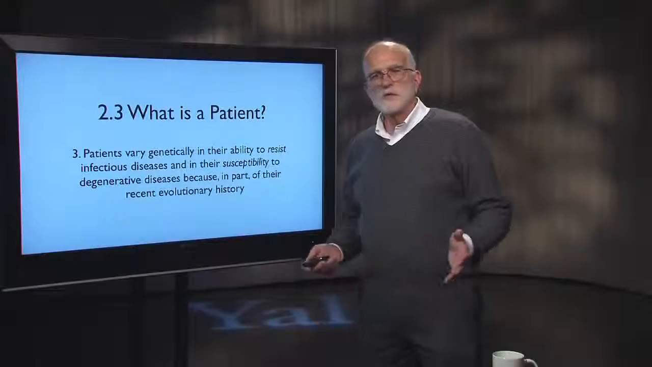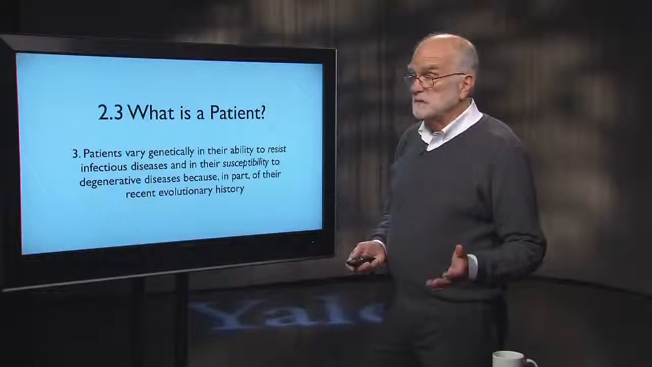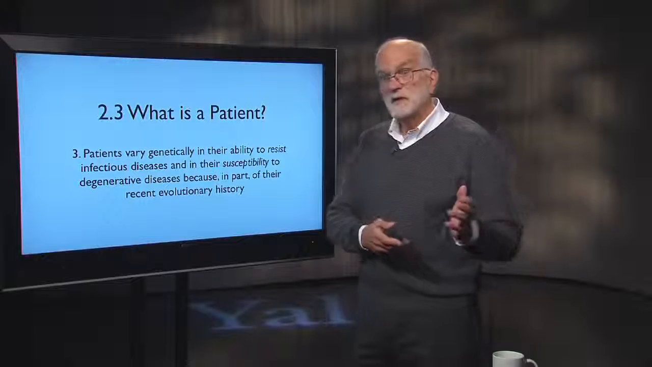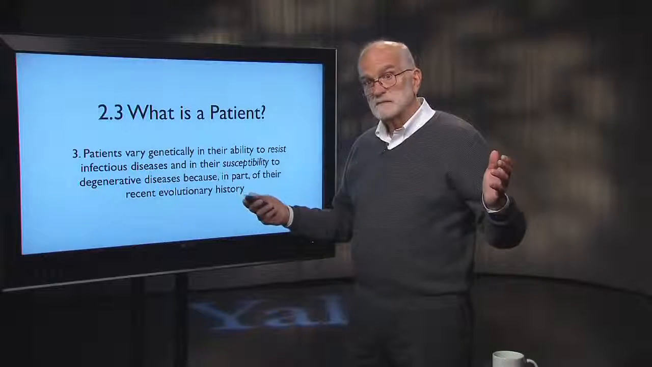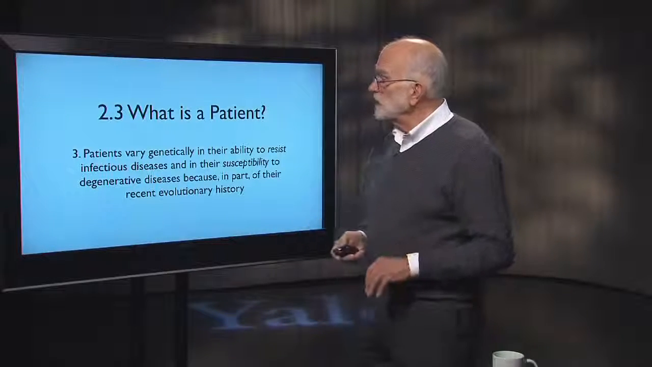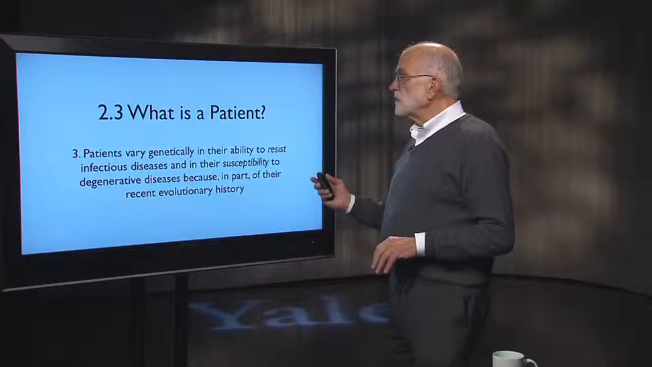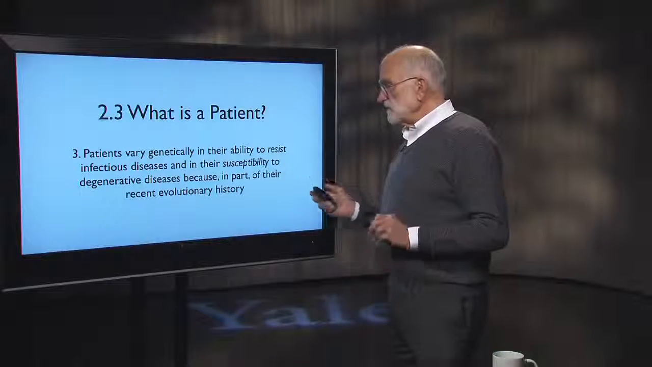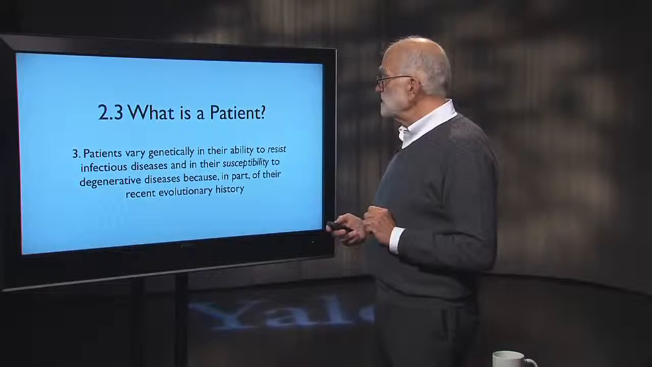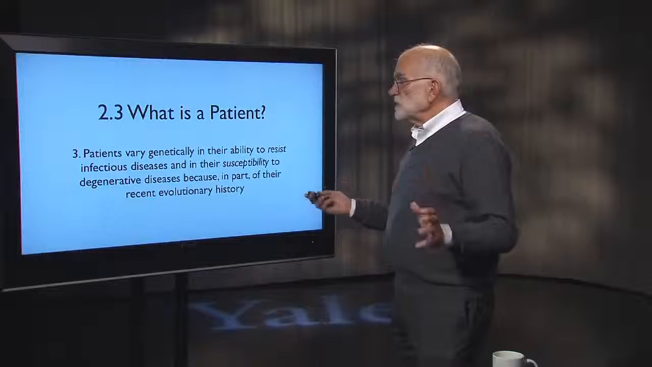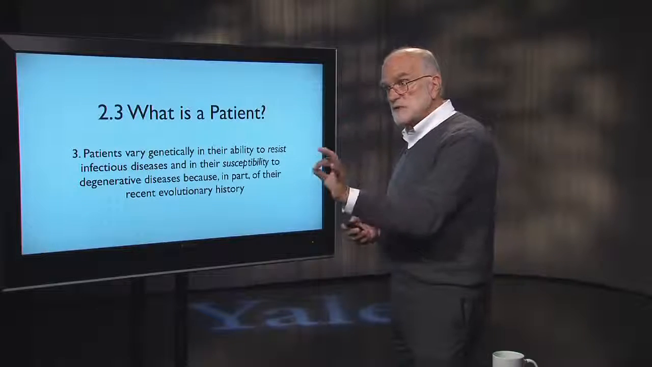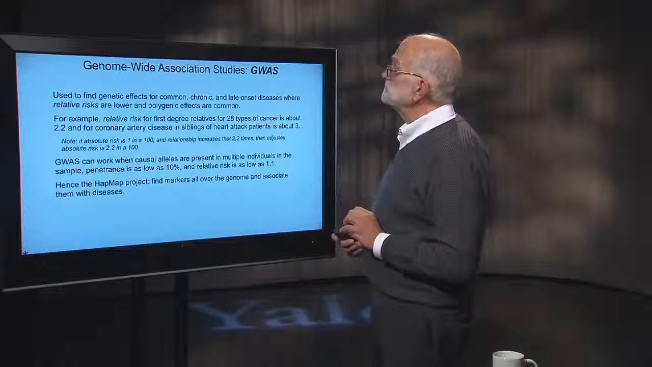Let's take a third look at what a patient is. As you recall from the last lecture, we evolved in Africa and then spread out across the planet. And as we spread out, we diverged genetically in many different directions. That has consequences for our ability to resist infectious disease, for our susceptibility to degenerative disease, and in general, for the fact that each patient then becomes an individual with respect to these issues.